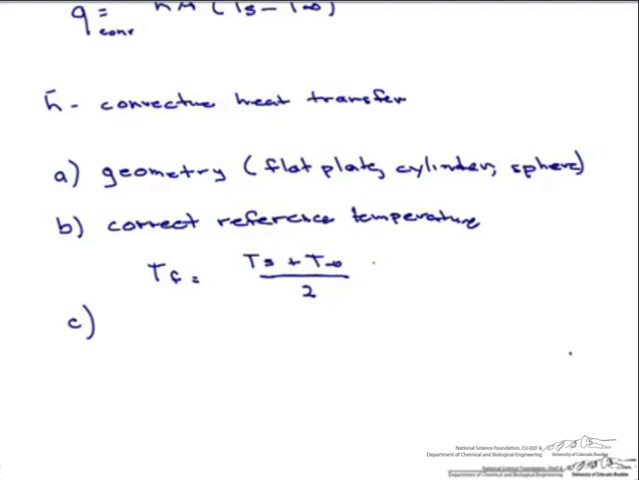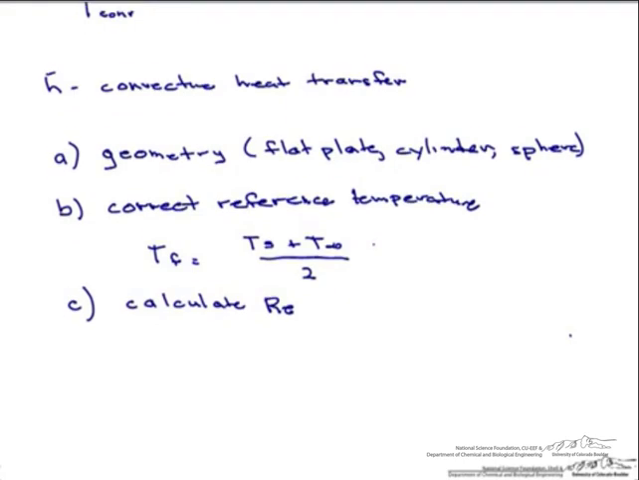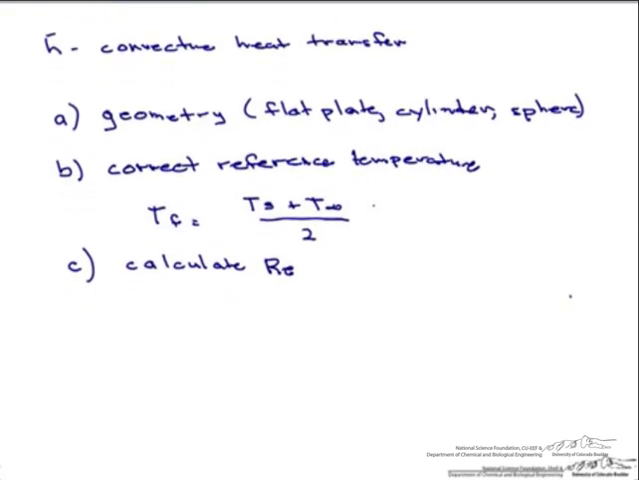The third thing is to calculate the Reynolds number. The Reynolds number is essential to not only determine the flow regime, you also need it to figure out the proper correlation for your situation. Even before you start looking for a correlation, you need to calculate this Reynolds number.